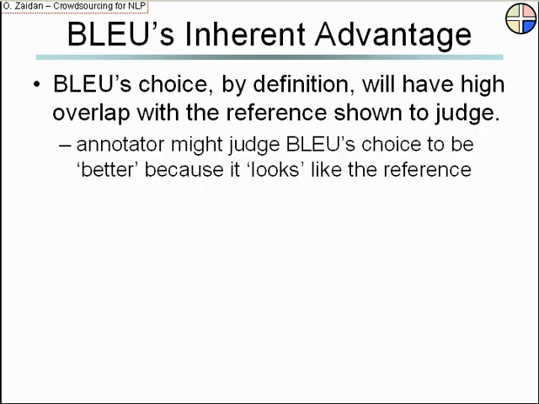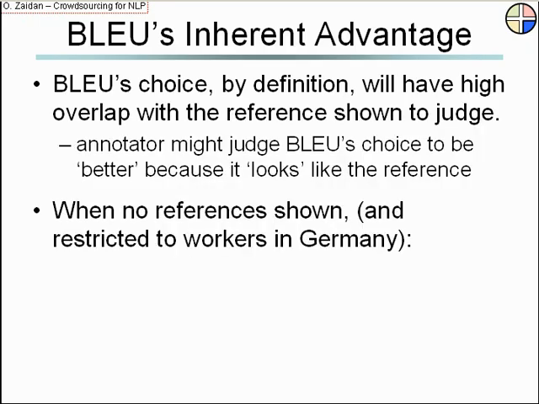So what we did is we repeated the same experiment, but we hid the reference. We hid the human reference and just asked people, can you tell us which one of those translations is better, based only on the source sentence. Of course, this requires the judge to understand German, so we restricted this task to workers in Germany.